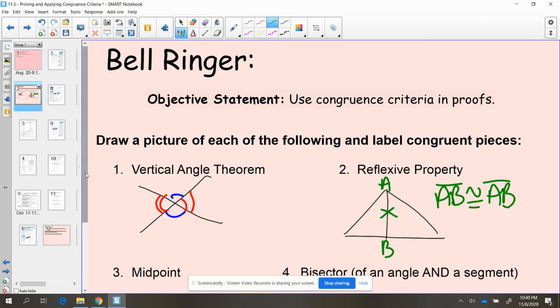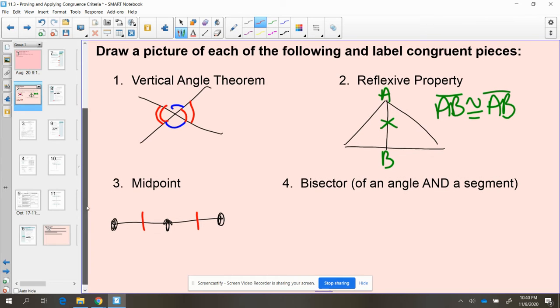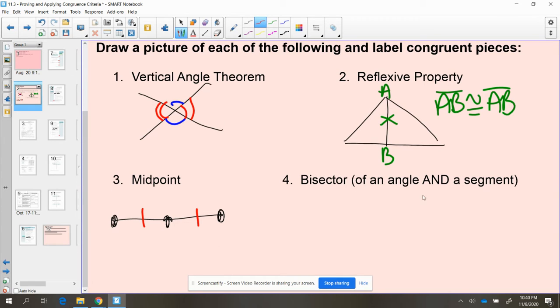Now, some other terms we haven't talked about in a while is the idea of a midpoint. A reminder, when you have a midpoint, that is a point that divides a segment into two congruent pieces. So number 3, we would have this example here.